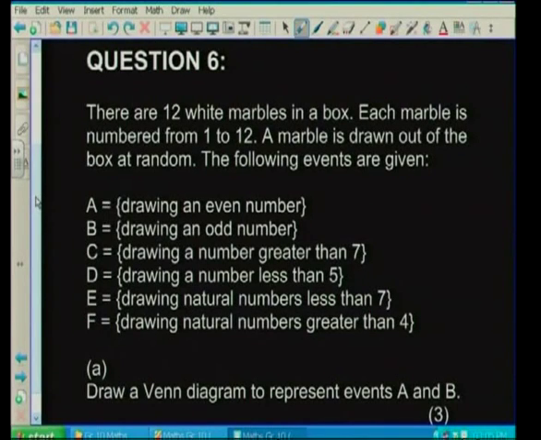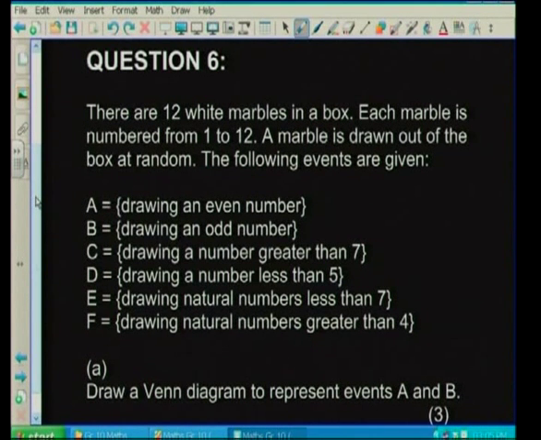Let's have a look at our next question, and I want to move on to questions on Venn diagrams because I think that these are really important. Now, in this question, question 6, we are back again to the marbles, and it says there are 12 marbles in a box. Each marble is numbered from 1 to 12. A marble is drawn out of the box at random, and the following events are given.